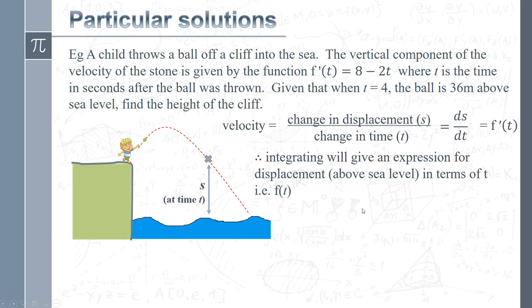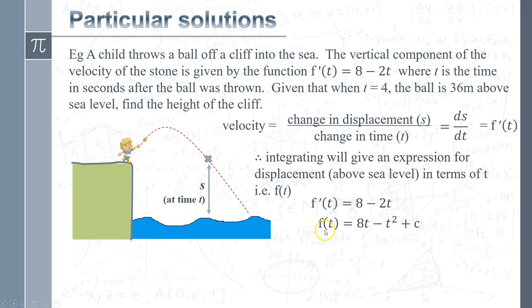So first job is to do the integrating. So there's our function. Integrate that function. We've got 8t minus t squared. So we'll obviously add 1 to the power, divide by the new power. You can see what's happening there. And there's the plus c that we're going to deal with.